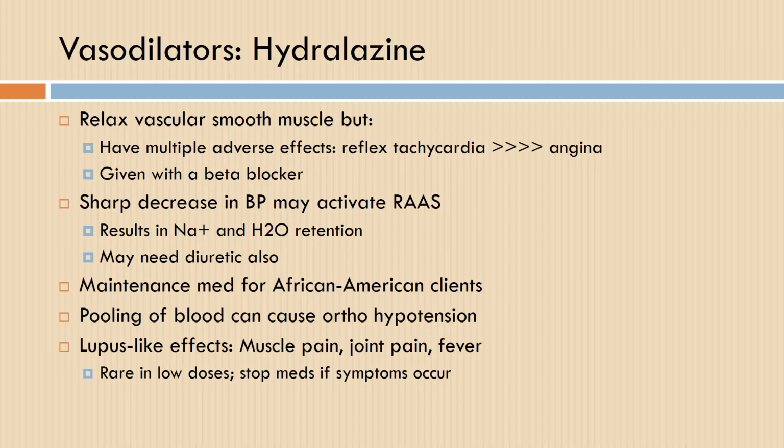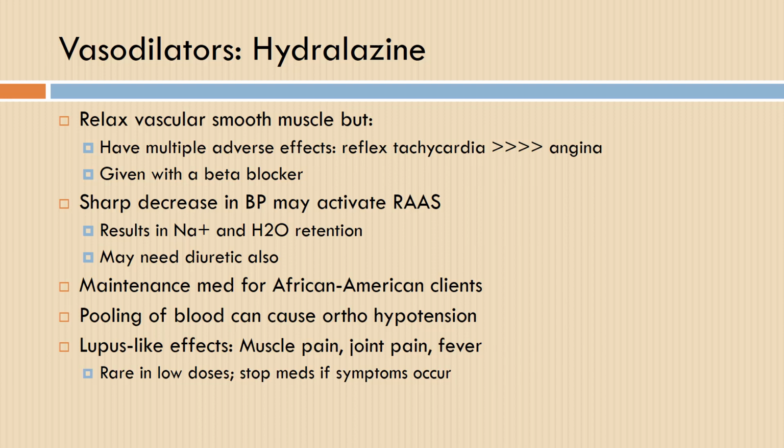The most potent antihypertensives are the vasodilators. While the other antihypertensives act on neuronal, hormonal, and renal effects, vasodilators act directly on arterial smooth muscle. They are primarily used for hypertensive crises, although they are also used as maintenance medications for African Americans with hypertension and heart failure.